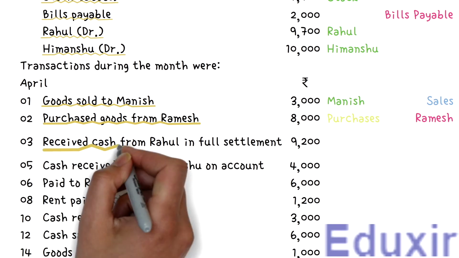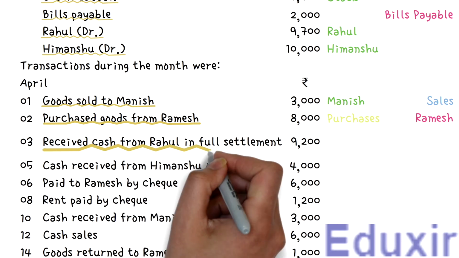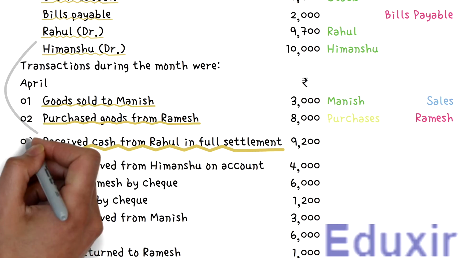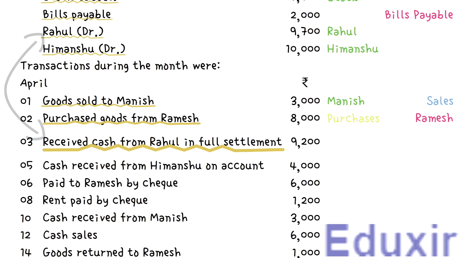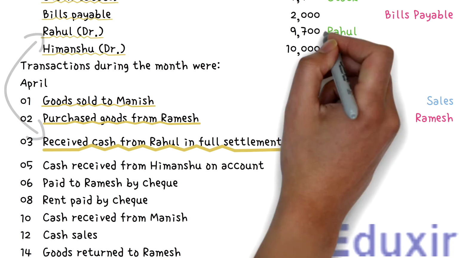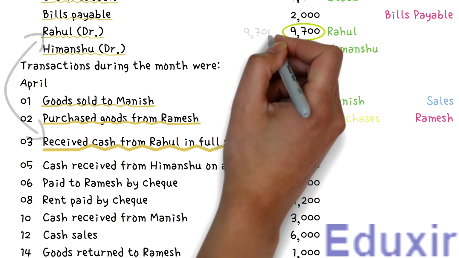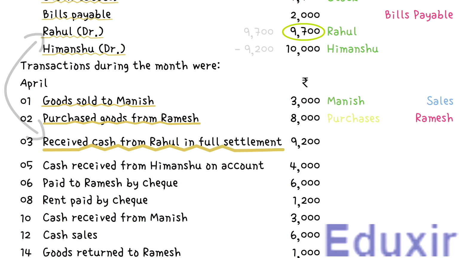In this transaction, the business has received a cash of 9,200 rupees from the debtor Rahul in full settlement. Note that this transaction is related to the balance brought down in the beginning of the accounting period, wherein the debtor Rahul owed 9,700 rupees to the business. The debtor Rahul is now paying to the business. Note that even though Rahul owes 9,700 rupees to the business, he is paying only 9,200 rupees in full settlement. From 9,700 rupees, if you subtract 9,200 rupees, we get 500 rupees. As you know, this is the discount the business is allowing to Rahul.